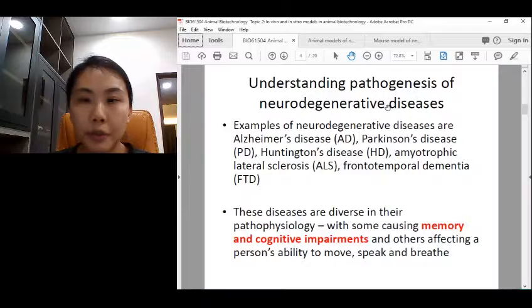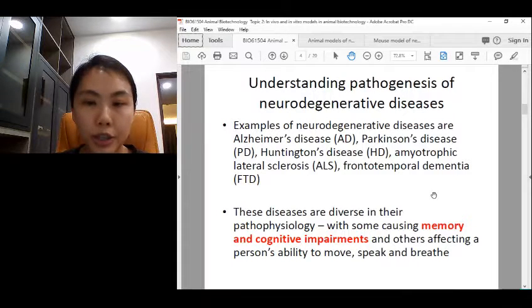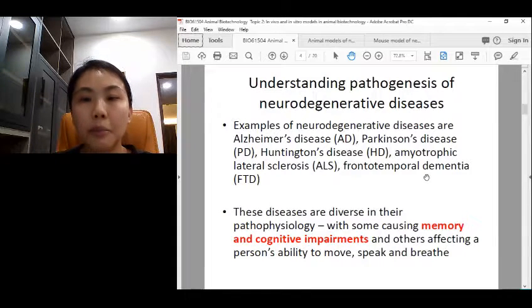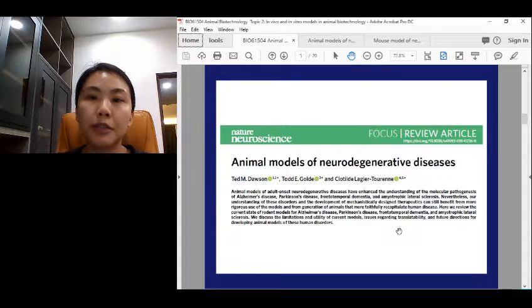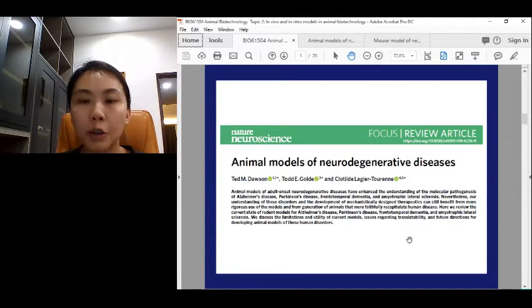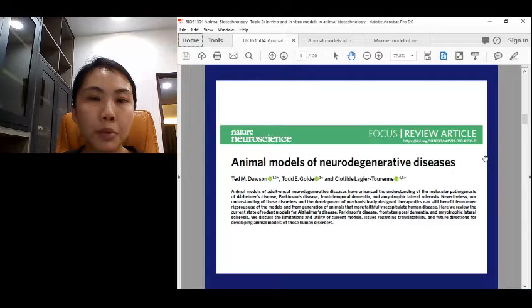So I have given a few examples here: Alzheimer's, Parkinson's, Huntington, amyotrophic lateral sclerosis, the ALS that I've mentioned earlier, and also frontotemporal dementia. So these diseases are very diverse in terms of their pathophysiology, with some causing memory and cognitive impairments, while others will affect the ability to move, speak, and also breathe. So I'll mainly refer to this journal here to develop my lecture notes. And after I have gone through my lecture notes, I will also go into this paper here to describe in detail what you would need to know.